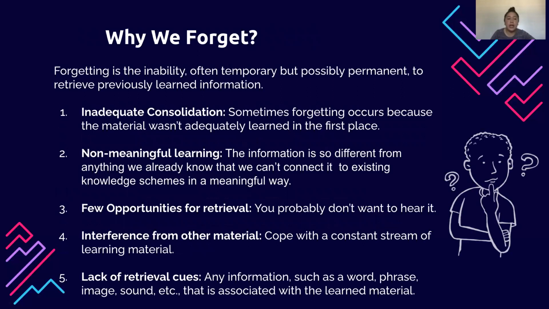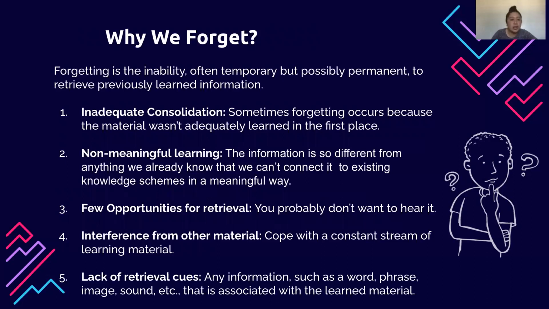Cool. So this one here is why we forget. Forgetting is the inability, often temporary but possibly permanent, to retrieve previously learned information. These are the following reasons why we tend to forget our memories. The first one is because it wasn't learned in the first place. That comes under inadequate consolidation. Second is non-meaningful learning.